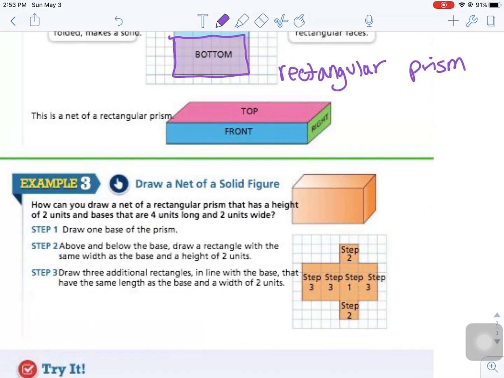So this is just another example of a net. If this is the shape that it is, and if I unfolded it onto a grid plane, this is what it would look like. You can see all of our faces, and you can see our top and our bottom as well. Now, if I went to name this again, I have more than one base. I have a top and a bottom here. So I know it's going to be a prism. And I know that my top and bottom are going to be rectangles. So again, it's just going to be a rectangular prism.